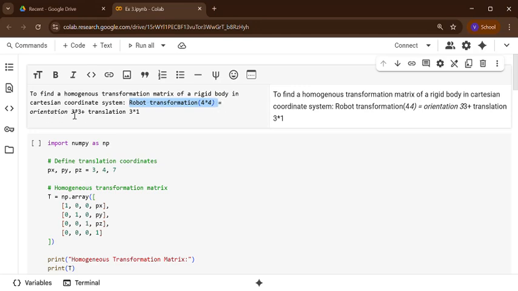In this, the first 3 cross 3 represents orientation. The next one, 3 cross 1, is the fourth column. The 3 cross 3 occupies the first 3 rows and first 3 columns. The translation occupies the last column, first 3 rows, and then the last row is 0 0 0 1, to make up a square matrix. So the robot transformation matrix is like this.